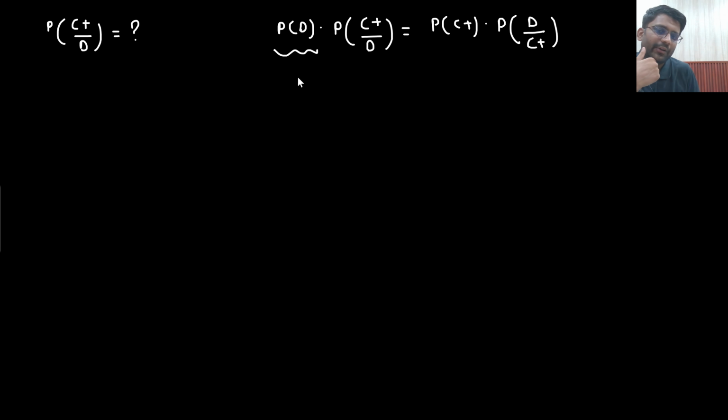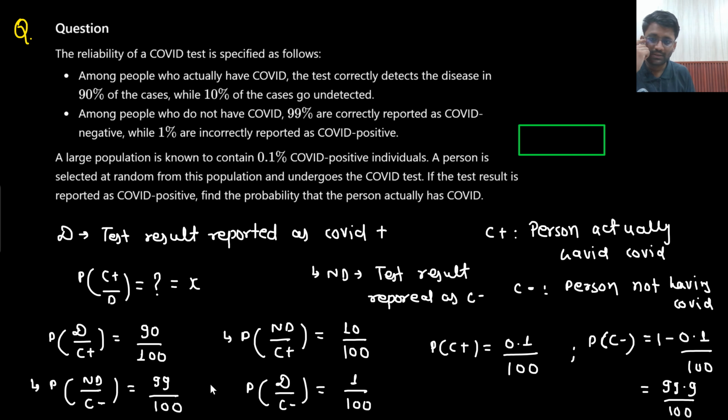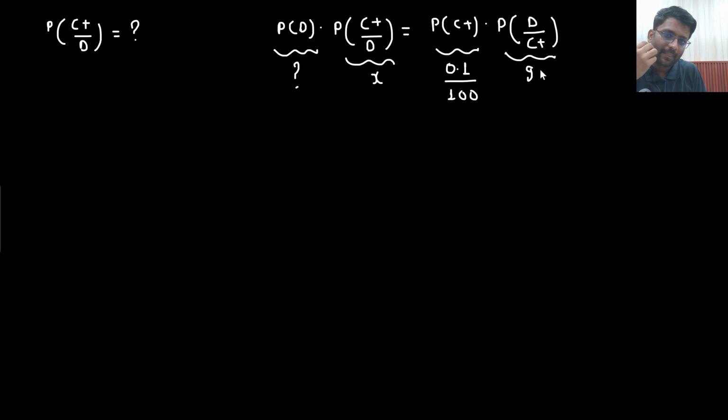Do I know this value? Probability of having the disease? I don't know this value. This I am supposed to find out. Probability of C plus, do I know this? Yes sir, it is 0.1 by 100. Multiplied with probability of D given C plus, that is 90 by 100.